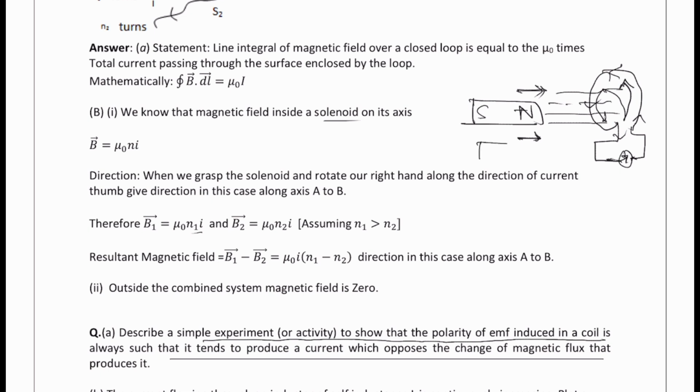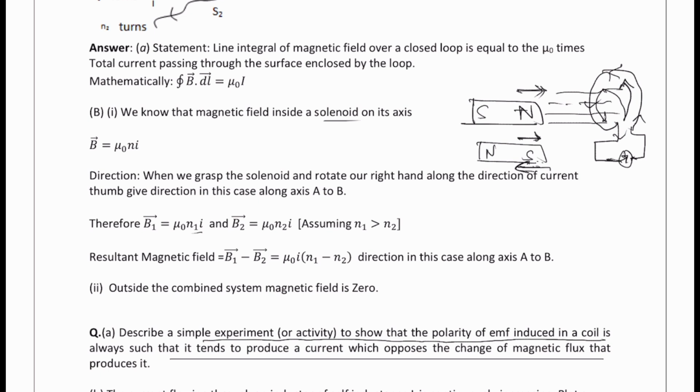Similarly, suppose we have a south pole, and if you recede it from the close proximity of this coil, if you take it away from this coil, then the direction of this current will be such that it will not allow it to leave this south pole. It will try to attract the south pole.